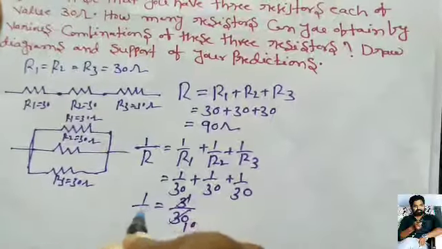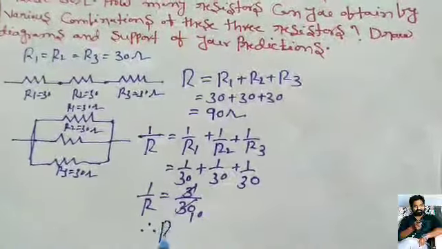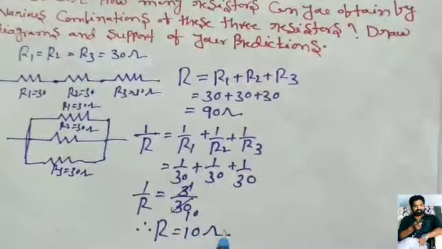So that is 1 by R equal to 1 by 10. Therefore R equal to 10 ohms.